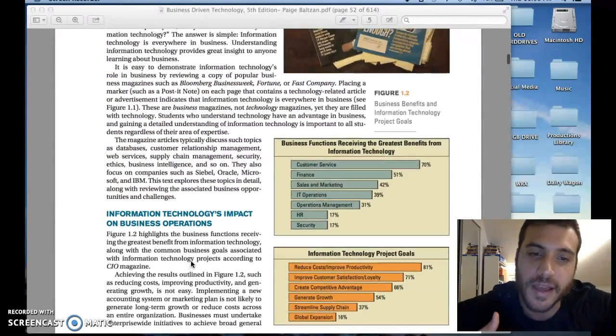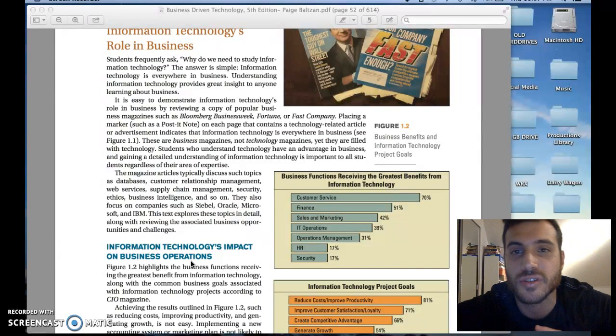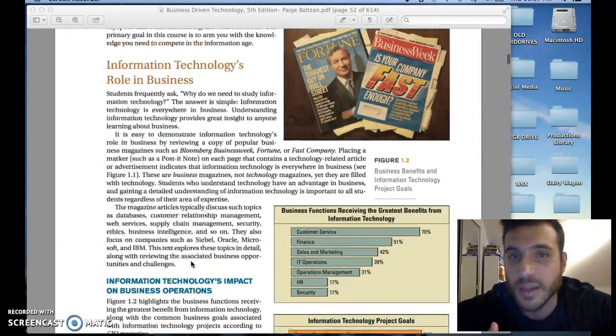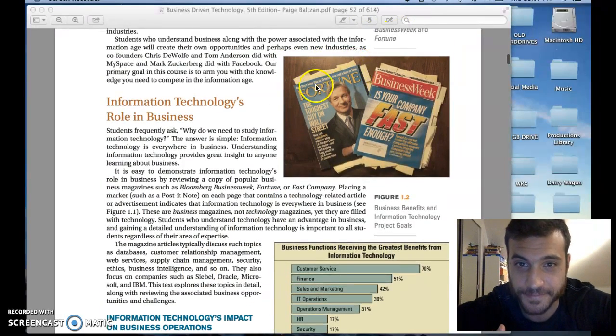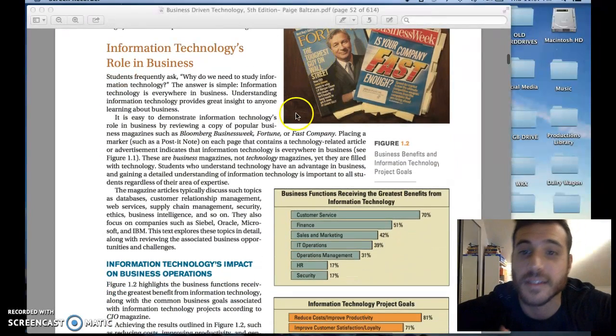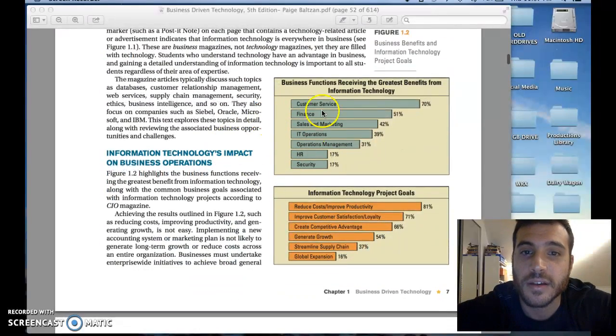It also explains that technology is in a lot of different areas. It doesn't mean that technology is just IT. Technology is also in business. And here it shows a business magazine, and these post-its symbolize where technology can be found. And that is because business and technology today go hand in hand. Here you see a couple of graphs.